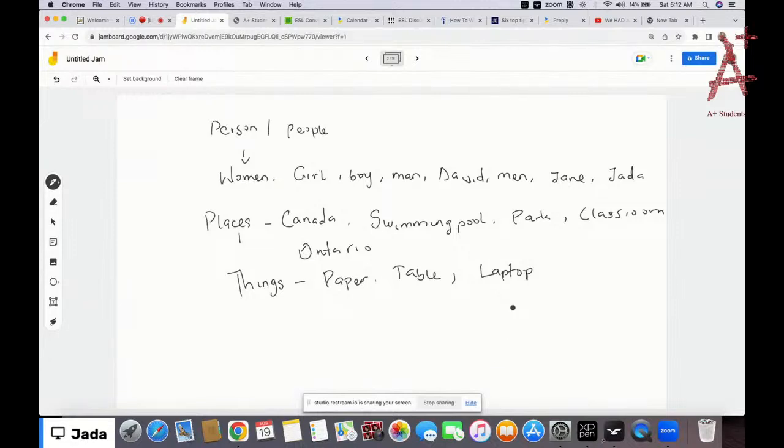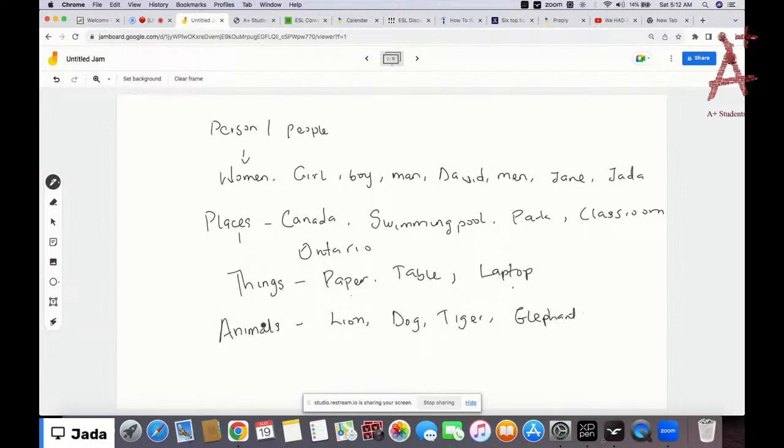So we have things, right? We have paper, table, laptop, and also we have animals, right? Animals could be lion, dog, tiger, elephants. So these are all examples of animals.